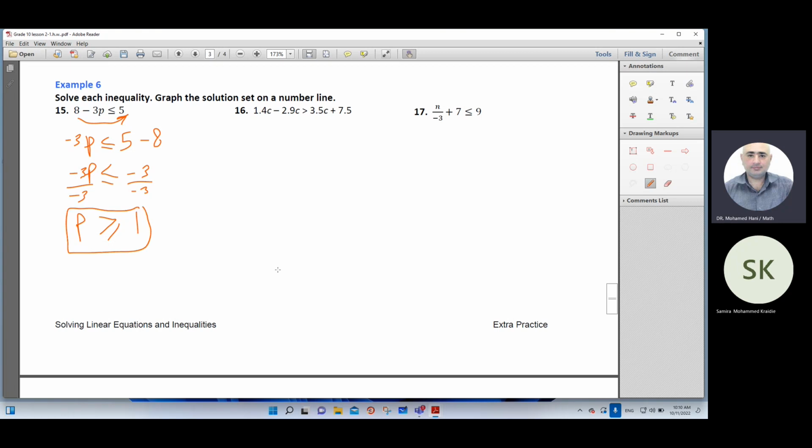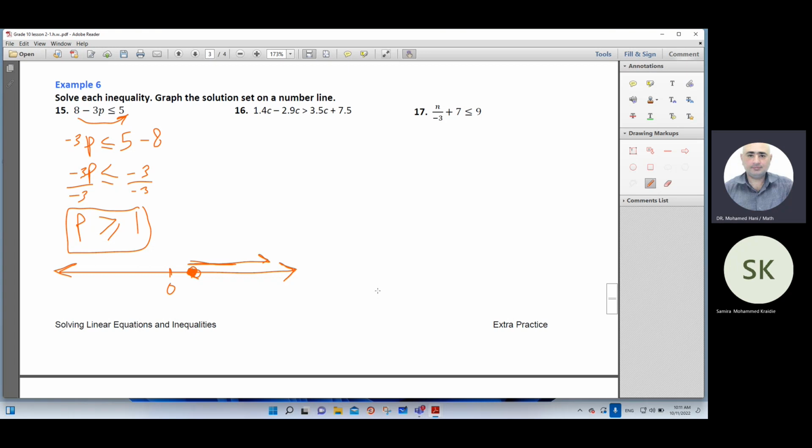Then draw the number line. In the middle here you have 0. Determine 1. This is 1. And when you have equal in the sign, it means draw a closed circle. Draw a closed circle. Then what is the direction? b greater than 1 means to the positive side, the direction to the positive side.